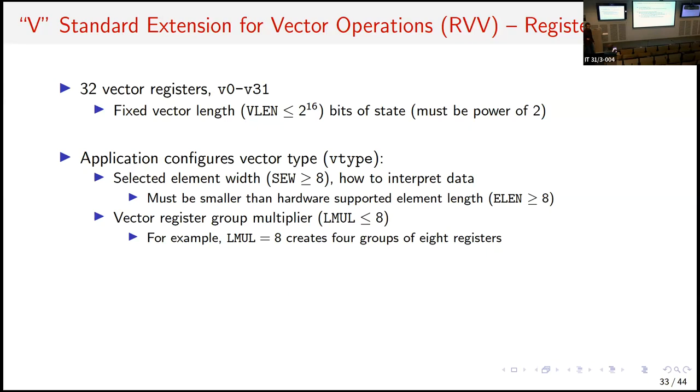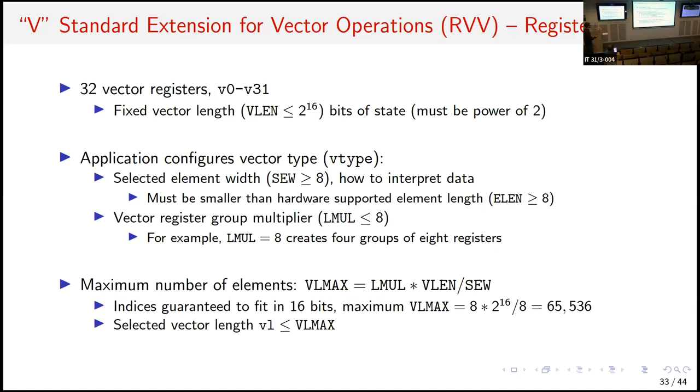Was there a question? Can you make one register in the end? No, LMUL equals 8 is the maximum right now. So you're always guaranteed to get at least 4. Of course, that can change maybe in a later standard version. And for the full fun of it, LMUL can actually also be a fractional value. I have personally not fully understood it myself yet, so I'm not going to talk about this today.